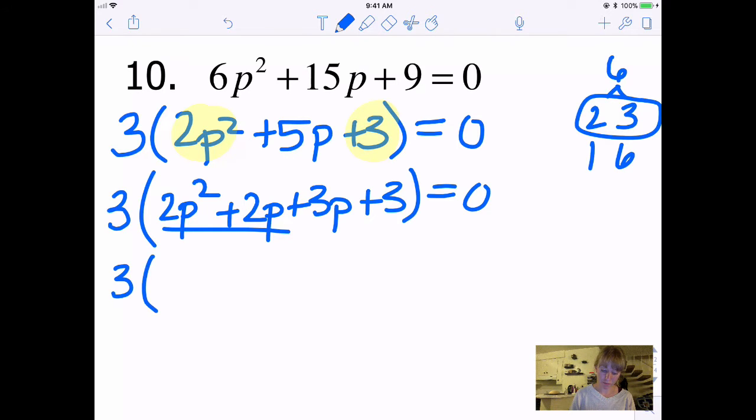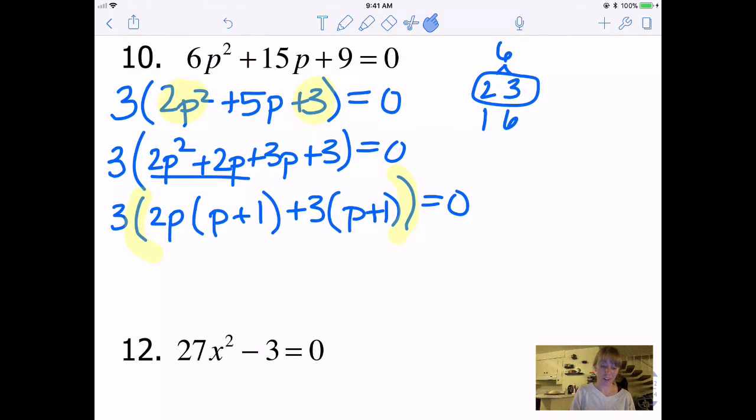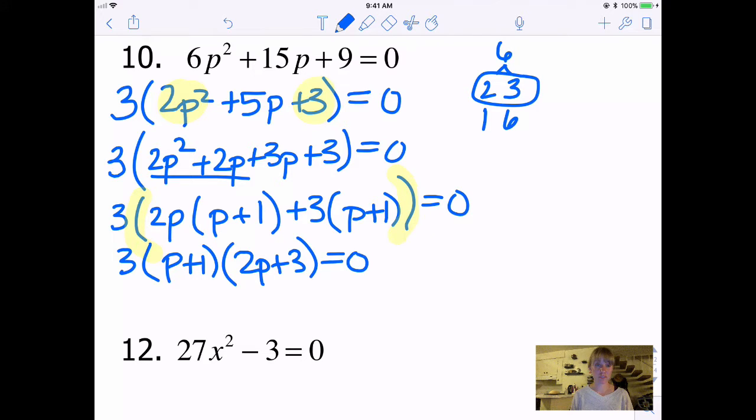Factor by grouping, I get 2p times (p plus 1) plus 3 times (p plus 1) equals 0. Notice my 3 is just hanging out on the outside of my big parentheses. That is okay. Just leave him be. He's already factored out. So then we get (3p plus 1) and then (2p plus 3) is equal to 0.